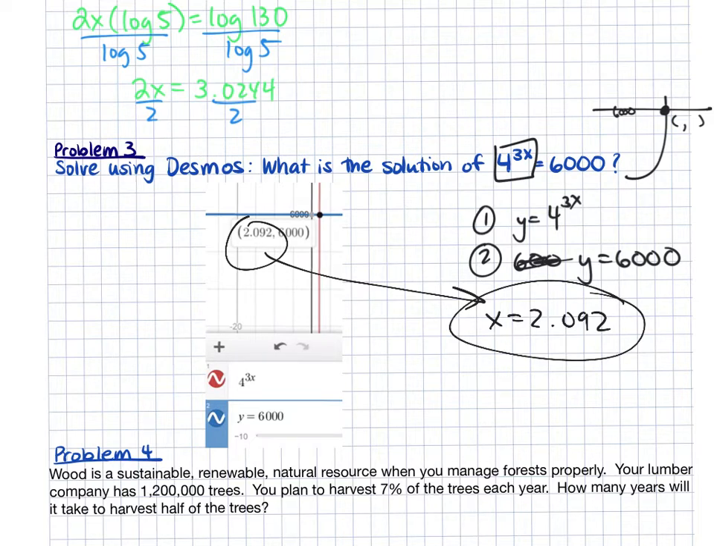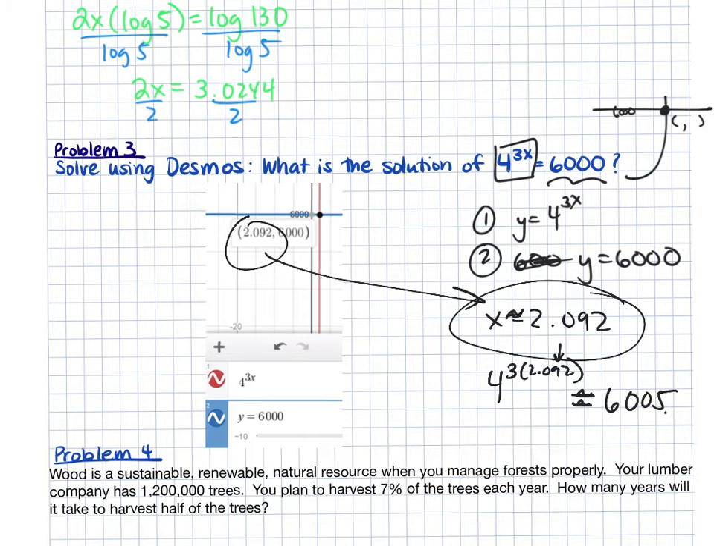Put 4 to the 3 times 2.092 in a calculator or in Desmos, and you can see it gets close to 6,000. This is actually 6,005. So if you actually put this in, you can see that's why they want this to be even 4 decimals, because even just being 3, it's not that accurate, right? This actually equals 6,005, which isn't exactly 6,000. So this is, again, just an estimate.